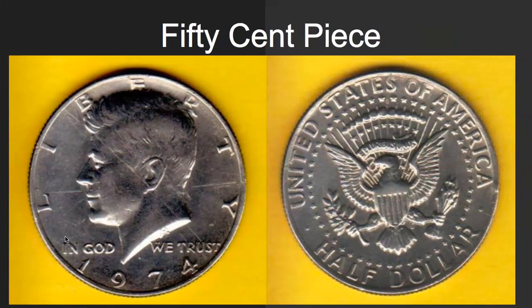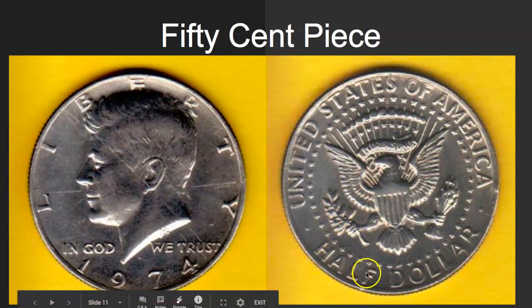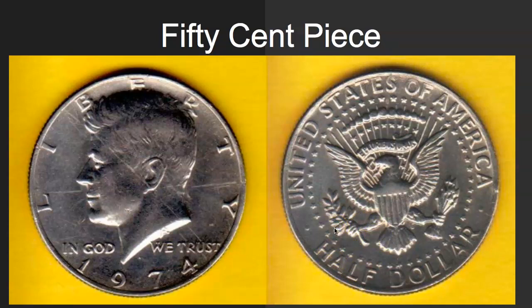Then we have a 50-cent piece, and this one is a little bit trickier. So 50 cents would be half a dollar, so 2 50-cent pieces would equal $1. And on this particular 50-cent piece, it's John F. Kennedy, but there have been many designs throughout the years. So not every 50-cent piece will have John F. Kennedy. There might be other types of 50-cent pieces out there. So a 50-cent piece is worth 50 cents.